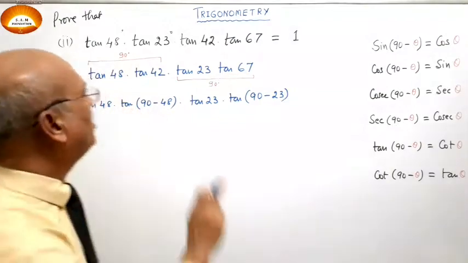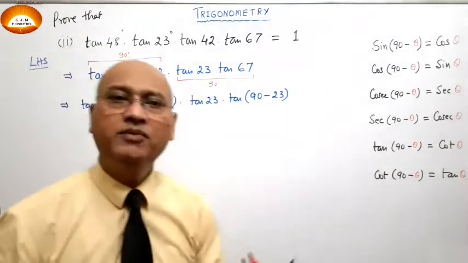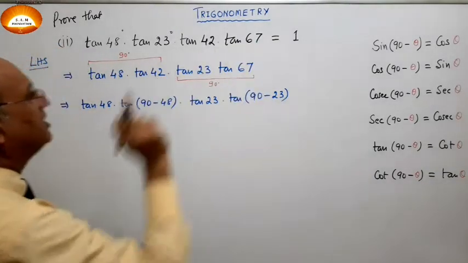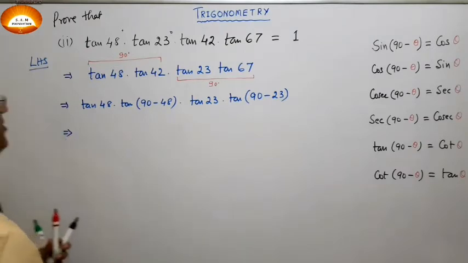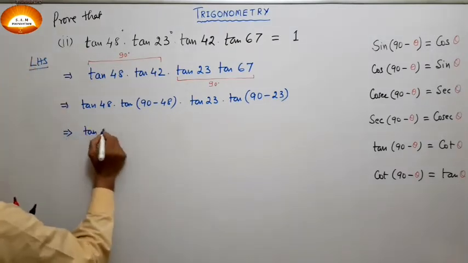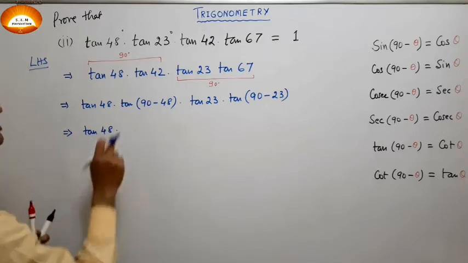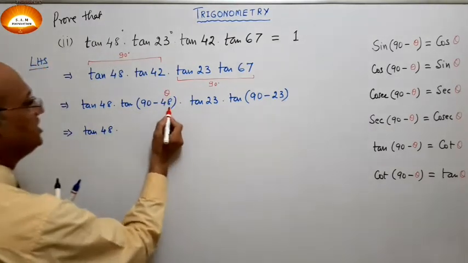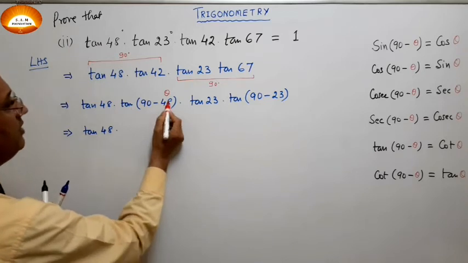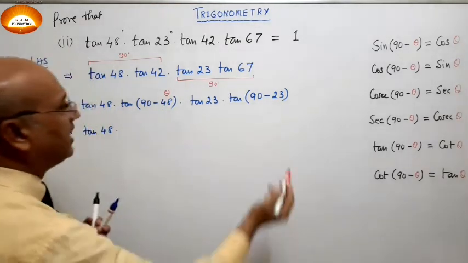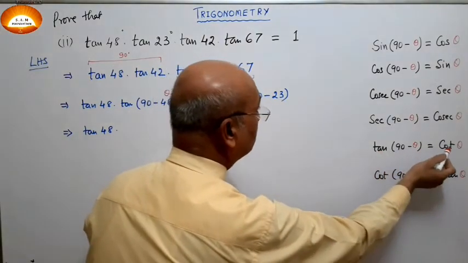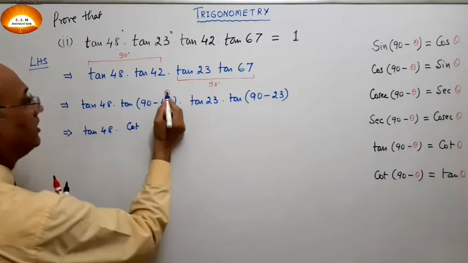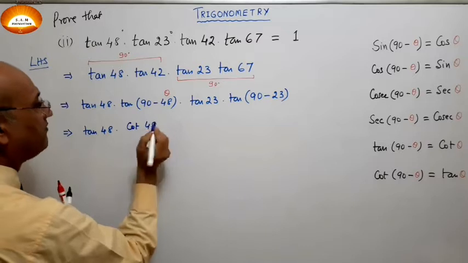What I have done here: the first part I have left unchanged, and I have changed the second part. Here I have changed tan 42, and here I have changed 67. So the third step will be tan 48, no change. Now see here, tan 90 minus 48. Here theta is 48. In place of theta it is 48. Now see the formula: tan 90 minus theta is cot theta. So here I am going to write cot theta. Theta is what? 48. Cot 48.